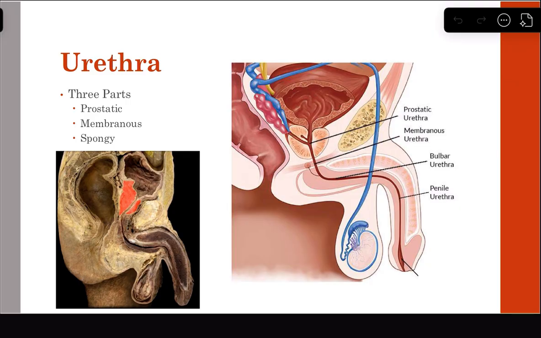We see that prostatic urethra right here. We can see the membranous urethra, very, very small sliver, very small little piece over here.